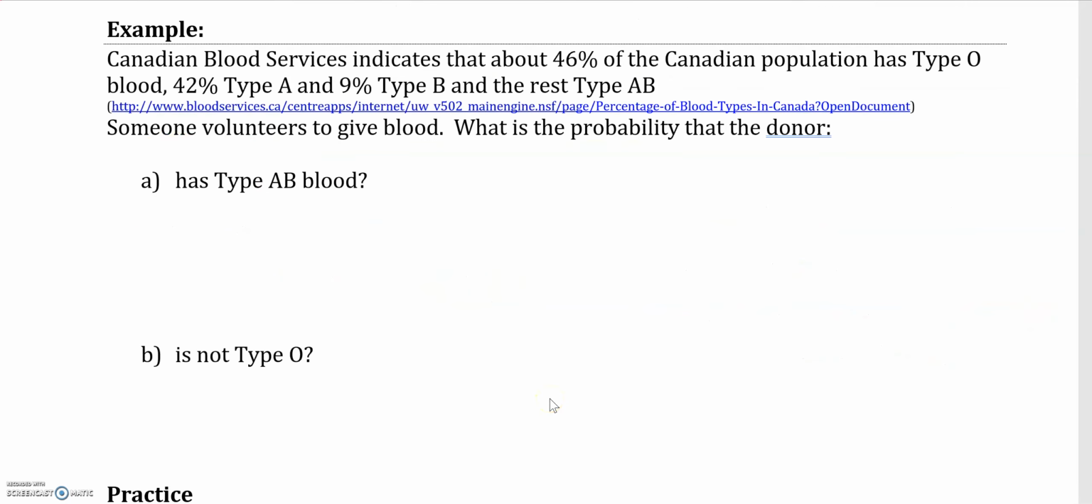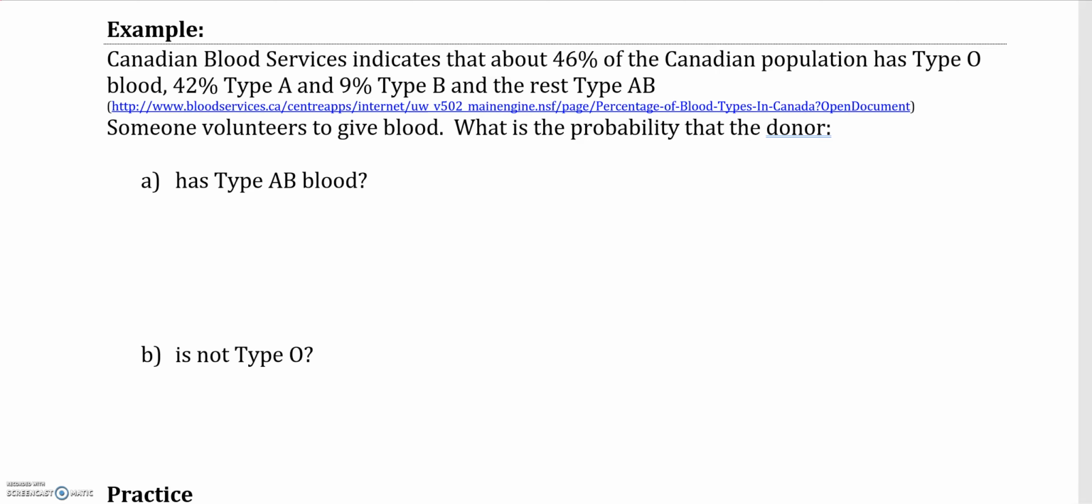So let's work with an example to practice using this formula. The Canadian Blood Services indicates that about 46% of the Canadian population has type O blood, 42% type A, and 9% type B, the rest of which have type AB. If someone volunteers to give blood, what is the probability that that donor has type AB blood?